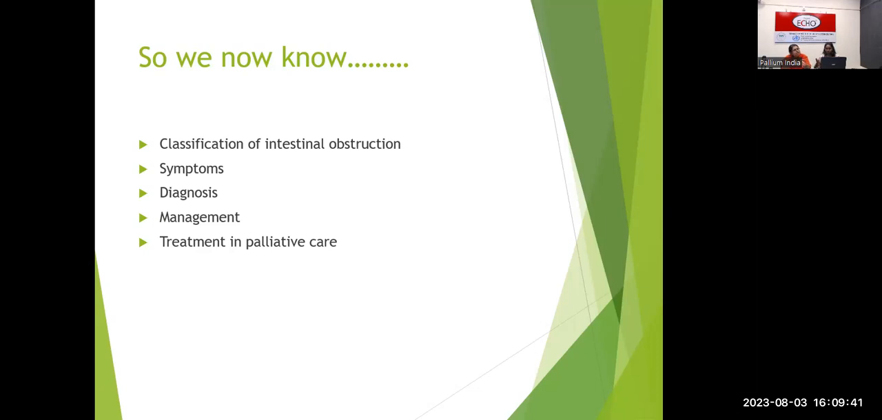What happens once the obstruction is complete? The chances of perforation are very high. The patient can go into septicemia and shock and die. And we don't want that to happen. If there is any preventable cause or something which we can do, we have to take that step early and intervene fast. Understood? This topic is very important.